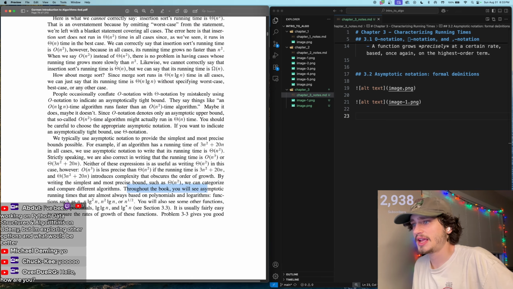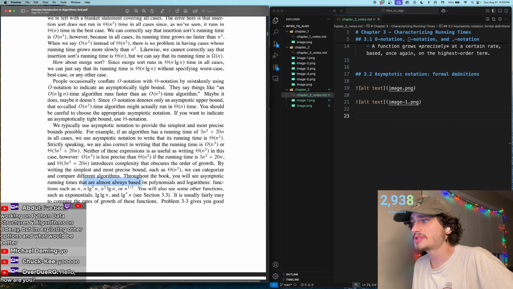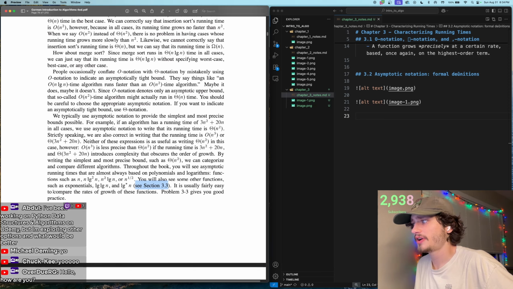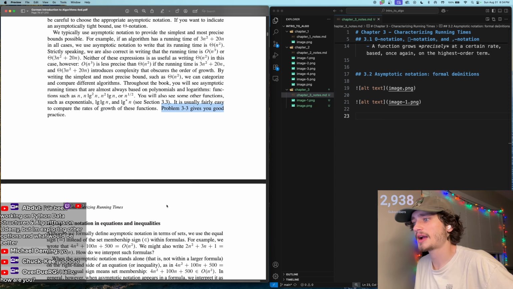Throughout the book, you will see asymptotic running times that are always based on polynomial and logarithmic functions, such as n log squared n, n squared log n, or n to the power of 1/2. You will also see some other functions such as exponentials, log log n, and log star n. See section 3.3. It is usually fairly easy to compare the rates of growth of these functions. Problem 3-3 gives you good practice.